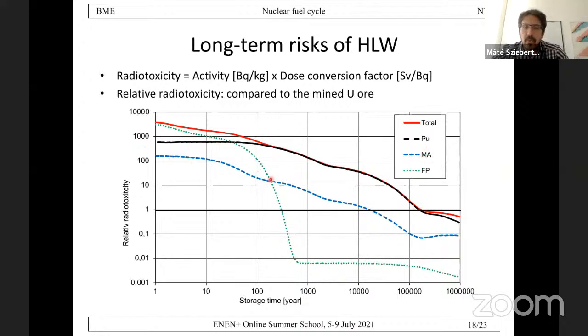Then the next important component are the minor actinides, and we are still above 10,000 years. And after that, what remains are the fission products, and with them we are well below 1,000 years. So if there is an option that we can remove plutonium, it can be reused with fuel breeding, and can be used as a fissile material. And if we are also able to use the minor actinides, then we made a great advancement in reducing the long-term risk of the high-level waste.